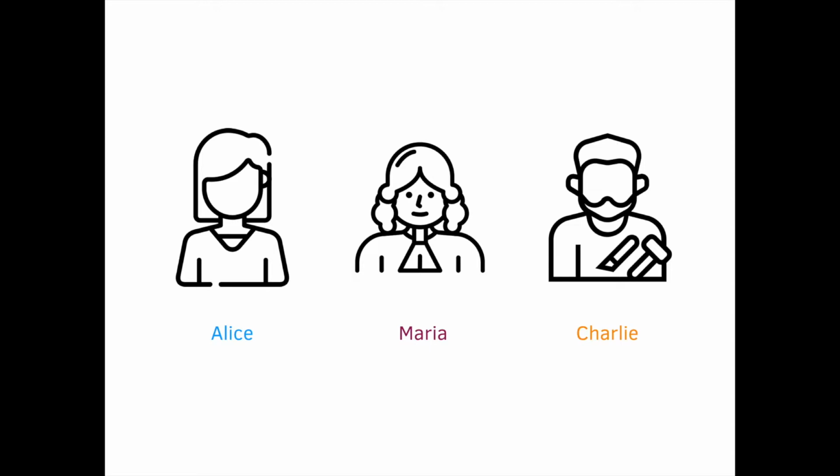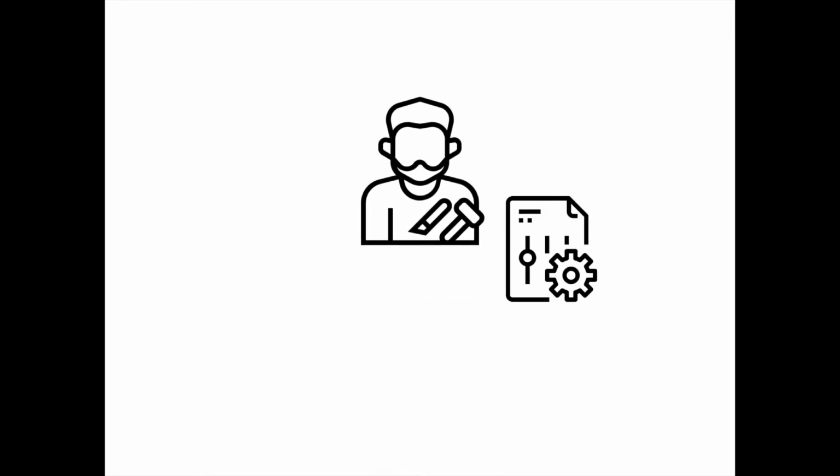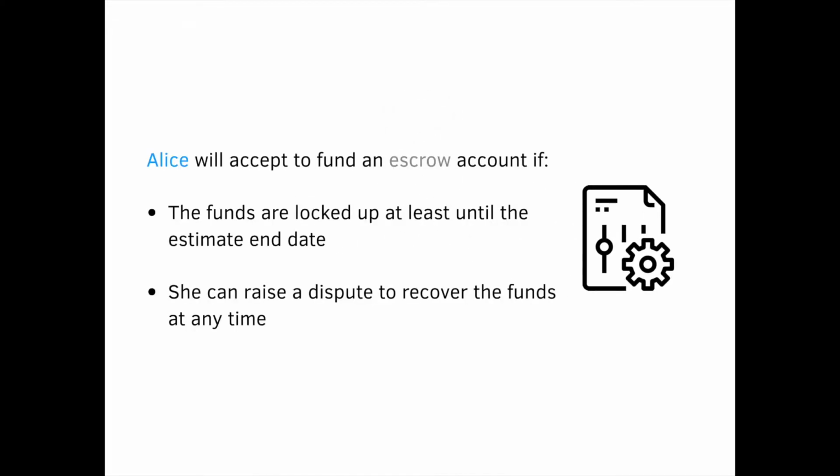Now, what is this payment agreement we mentioned? Let's imagine that Charlie creates a pre-programmed payment framework and sends it to Alice for verification. In this contract, we find the following constraints. Alice will accept to fund an escrow account if the funds are locked up at least until the estimated date. She can raise a dispute to recover the funds at any time.